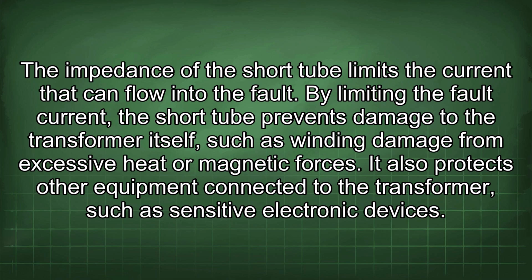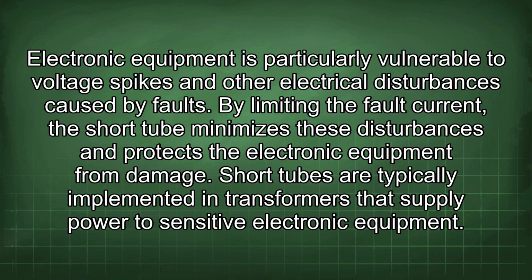By limiting the fault current, the short tube prevents damage to the transformer itself, such as winding damage from excessive heat or magnetic forces. It also protects other equipment connected to the transformer, such as sensitive electronic devices. Electronic equipment is particularly vulnerable to voltage spikes and other electrical disturbances caused by faults. By limiting the fault current, the short tube minimizes these disturbances and protects the electronic equipment from damage.